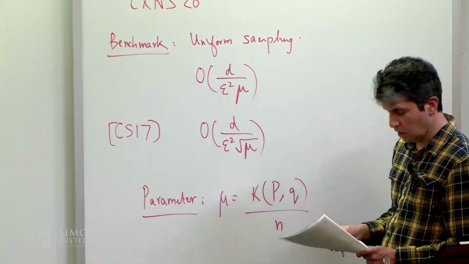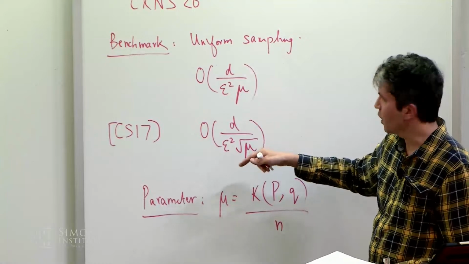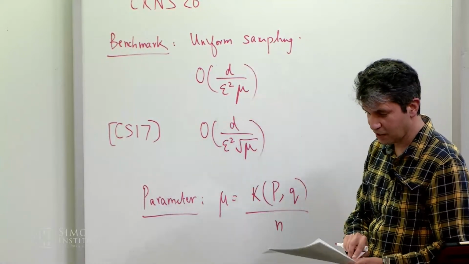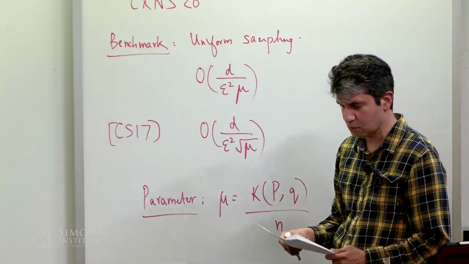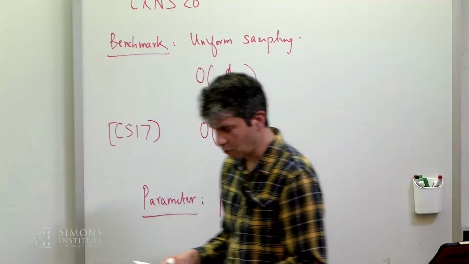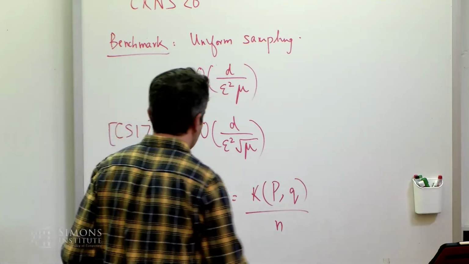Okay. The other question you could ask is, what about the epsilon dependence? So the epsilon dependence is epsilon squared. It's quadratic in epsilon. And a natural question is, is that the best thing possible? So we'll come to that question because that's actually going to be the topic of much of today. All right.